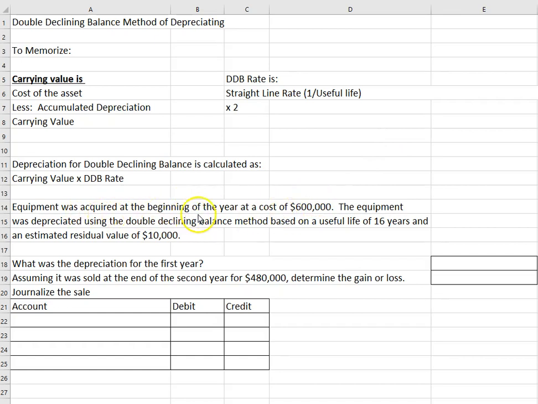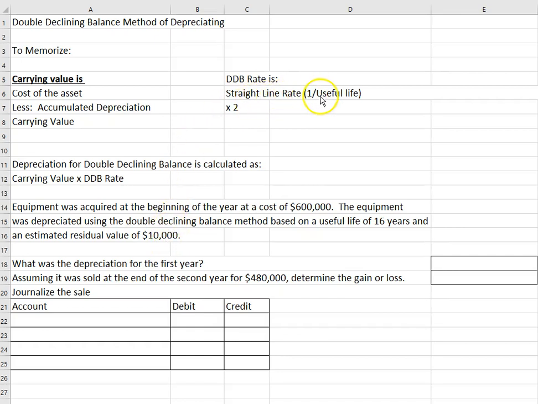Equipment was acquired at the beginning of the year for a cost of $600,000. The equipment was depreciated using the double declining balance method based on a useful life of 16 years and an estimated residual value of $10,000. Because this is double declining balance, you will not use that residual value of $10,000. But we do need to find out what our rate is.